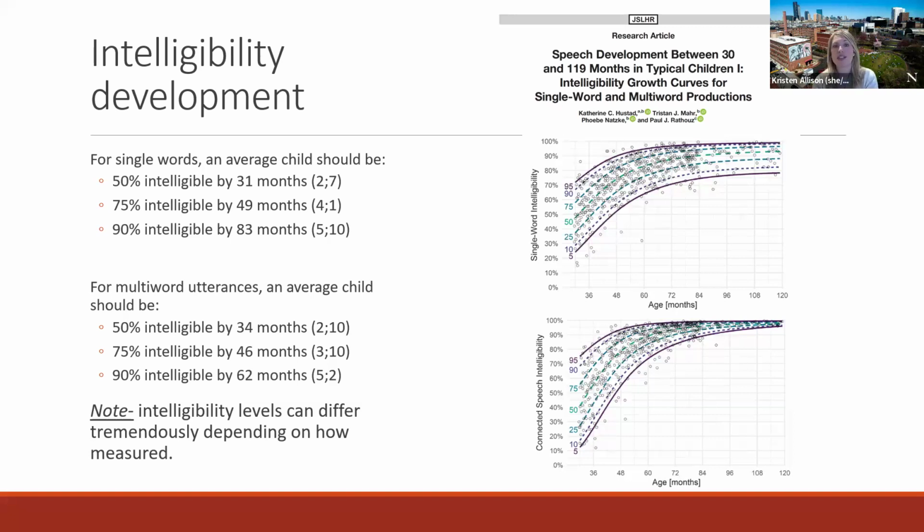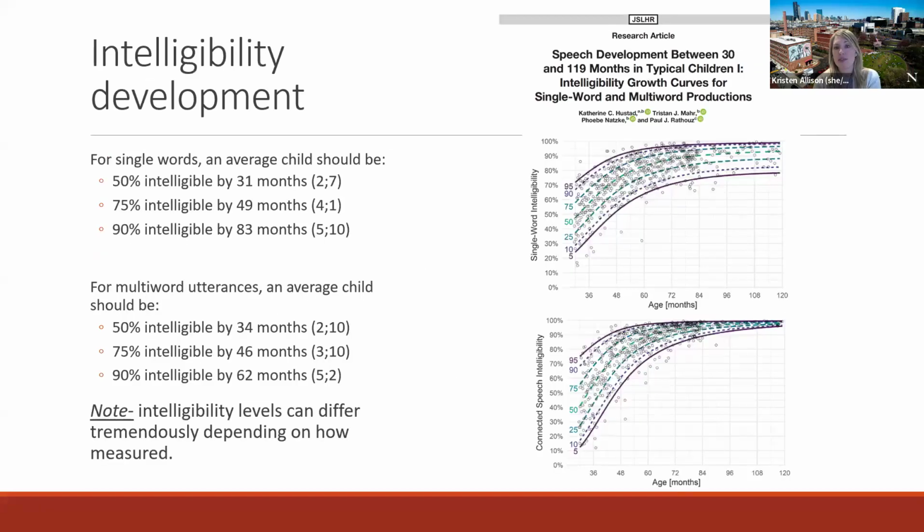In multi-word utterances, the numbers were a little bit different. Kids should be 50% intelligible by 34 months, so just before age 3, 75% intelligible by 46 months, and 90% intelligible by 62 months. Now, one thing that's important to keep in mind is how intelligibility is measured in this study.